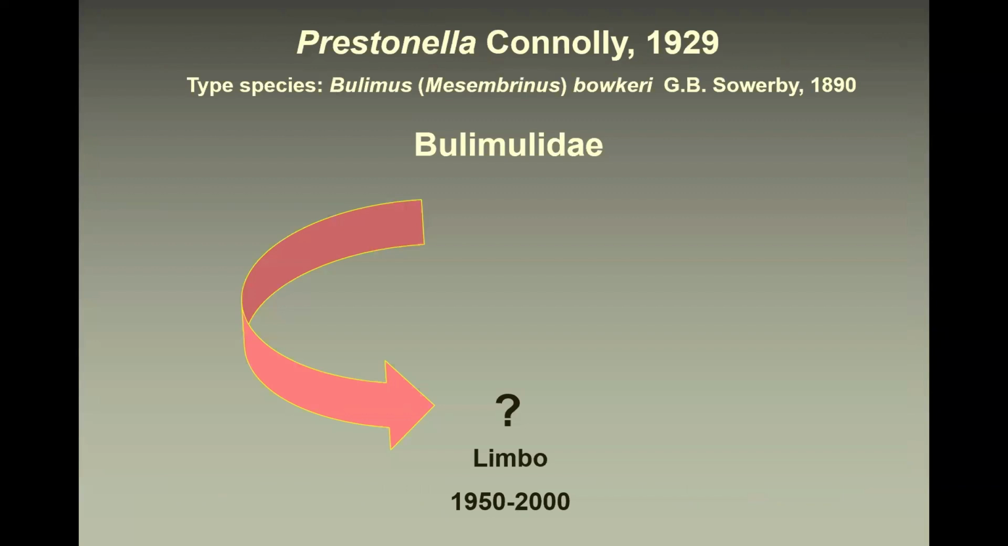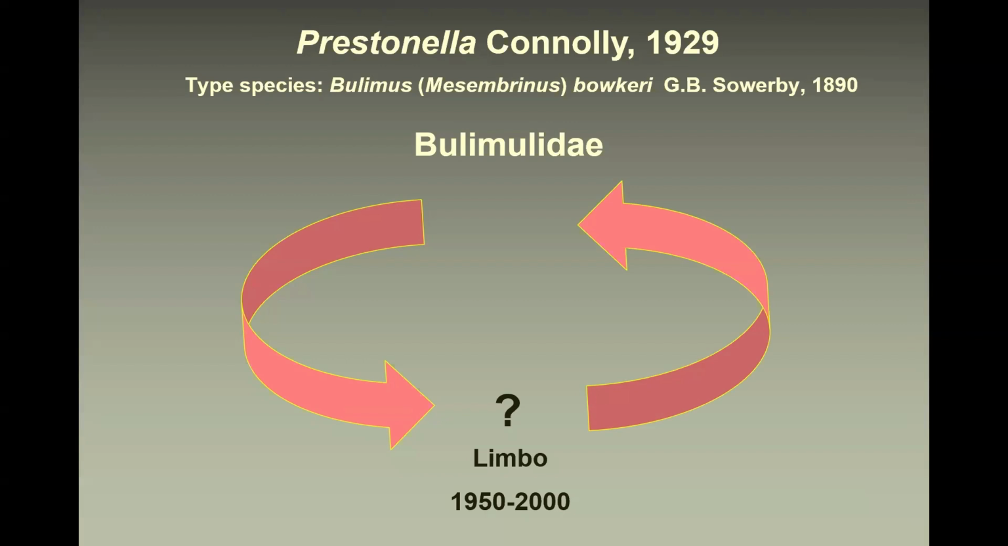So we started off with Connolly placing Prestonella in the Bulimulidae. Sowerby too had placed Prestonella in a Bulimulid genus. And now we've come half a circle. We were in limbo for 50 years, and now we're back again in the Bulimulidae. So we have one circle completed there.